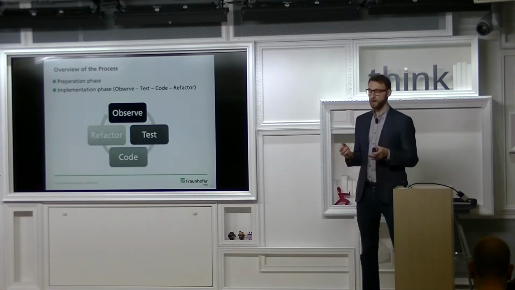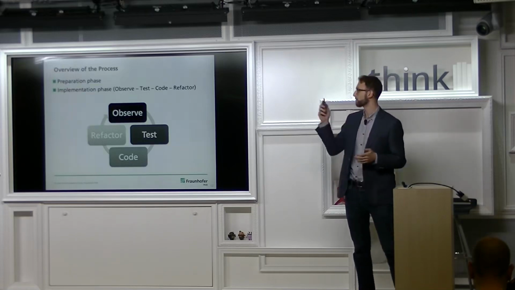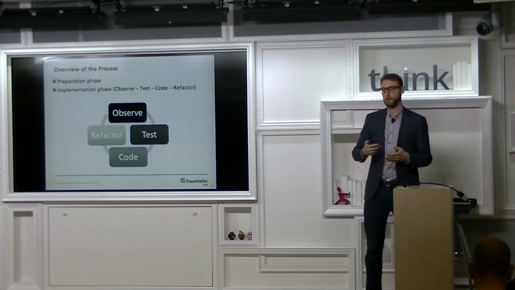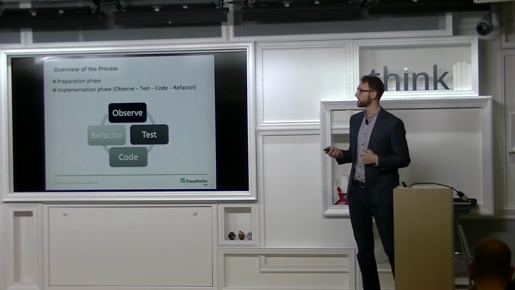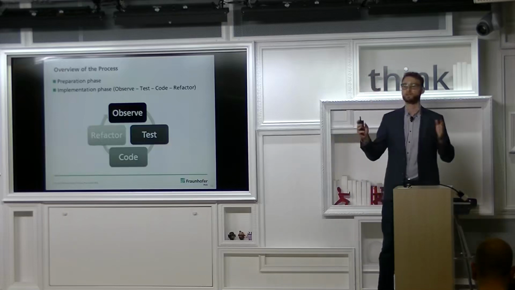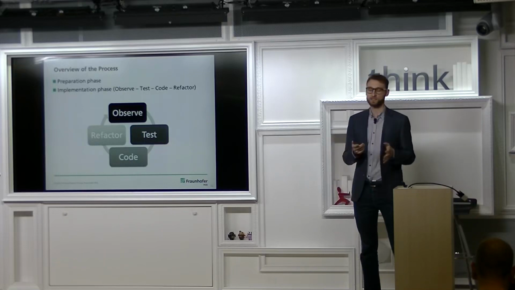That's the overview of how you could do it. So there are two phases. We've got a preparation phase where you get your virtual machines ready, but also write an initial end-to-end acceptance test of the behavior that you're re-implementing. And once this acceptance test passes, as we see later, then you know that you've 100% implemented this behavior.